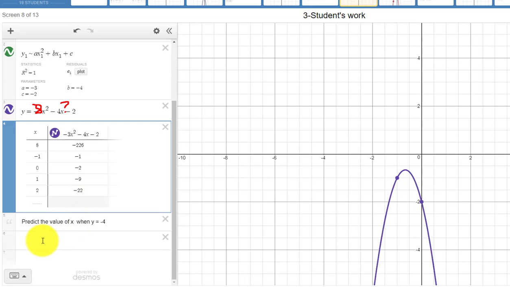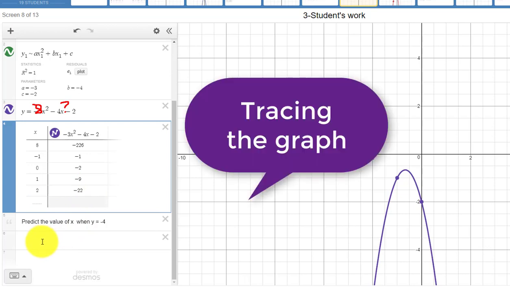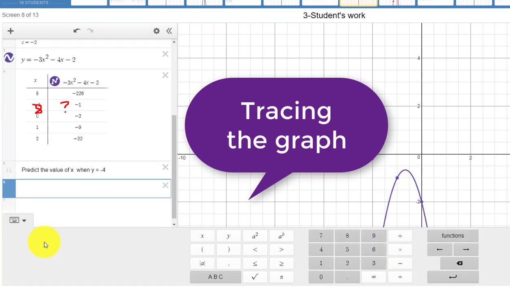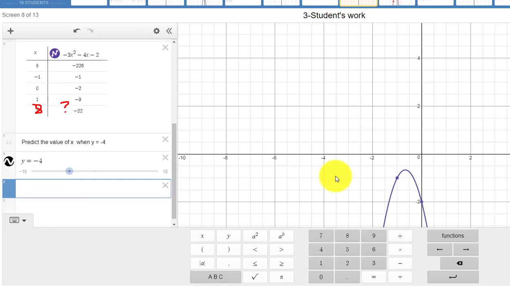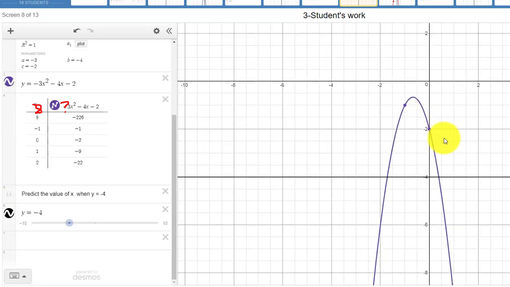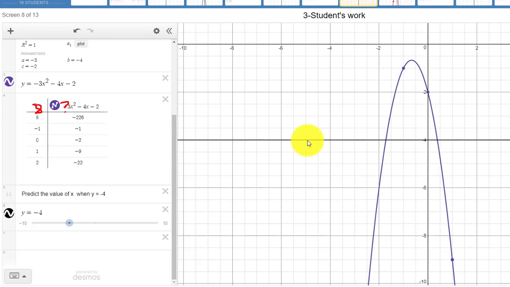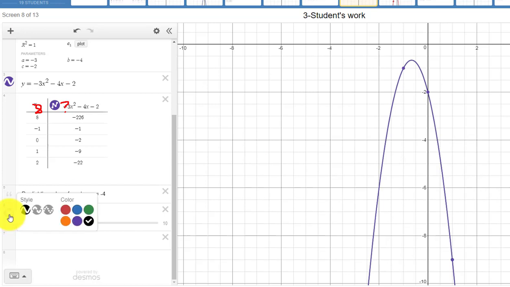So the best way to solve this is by tracing the graph. And the best way to trace the graph is by typing in y equals negative 4, and this will produce a horizontal line. So where's my y equals negative 4? Let me move my graph. So this is my y equals negative 4. As you notice, the color of the line is black. If you want to change this into red, then here we go. This is your y equals negative 4.